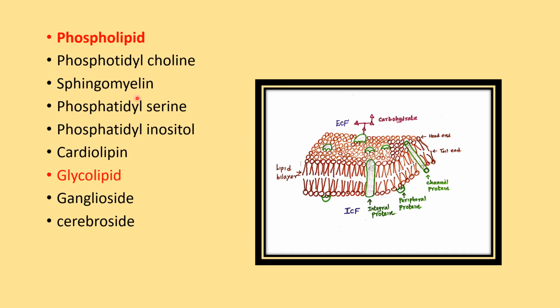In the phospholipid bilayer, a phosphate molecule is attached with the lipids. The phospholipids are mainly phosphatidylcholine, sphingomyelin, phosphatidylserine, phosphatidylinositol, and cardiolipin. In the glycolipid molecules, carbohydrates are attached with the lipids. They are mainly gangliosides and cerebrosides. These are mainly seen in the central nervous system and gastrointestinal tract.